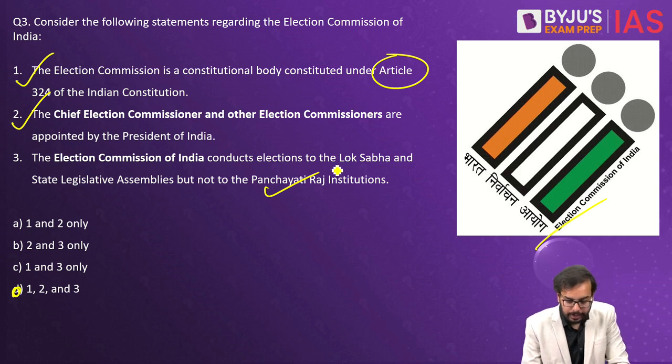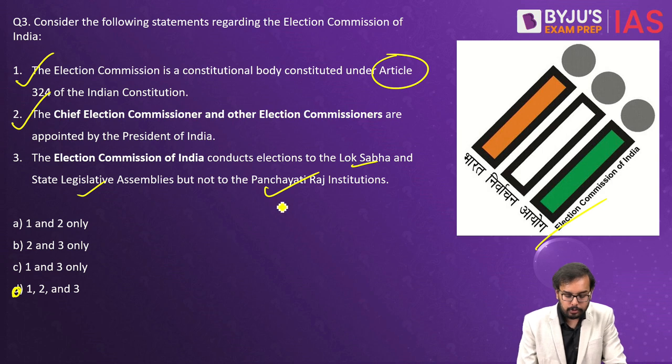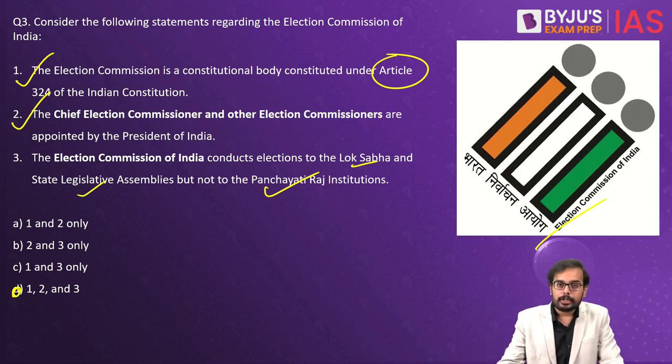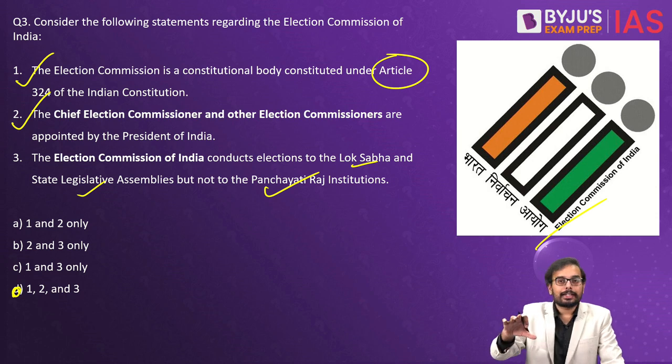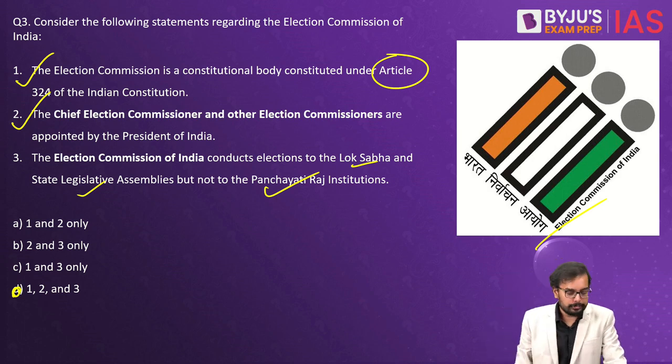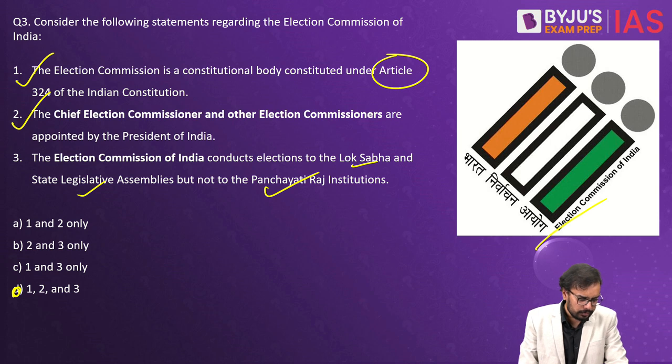Election Commission of India conducts elections to Lok Sabha and state legislative assemblies and not to the Panchayat Raj institution. This is absolutely right. Along with Lok Sabha, they also conduct election to the Rajya Sabha. That is at the central level, at the state level, elections are conducted by your Election Commission of India. But at the local government, that is your Panchayat and your municipality, elections will be conducted by your State Election Commission, not the Election Commission of India. So statement D is also right.